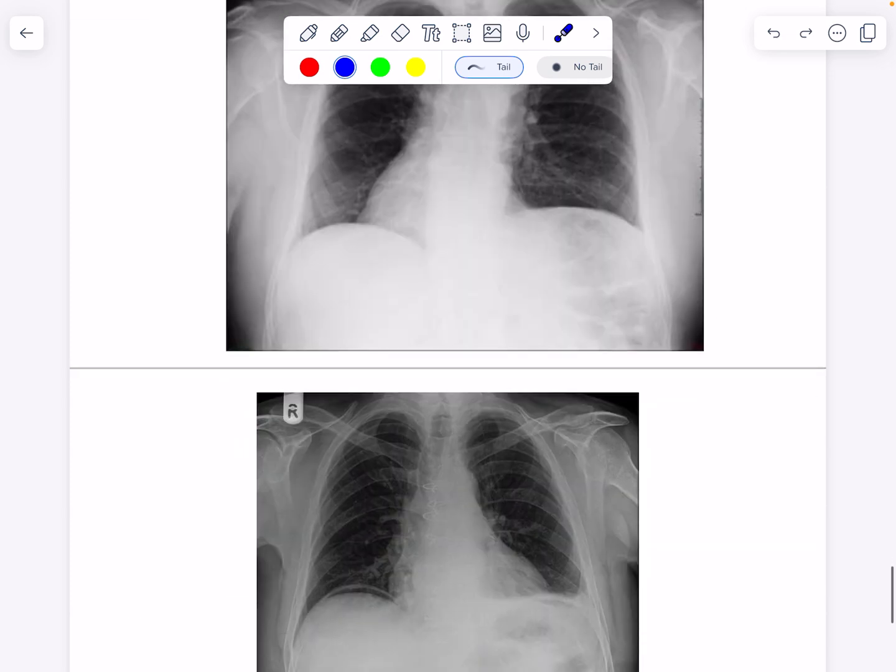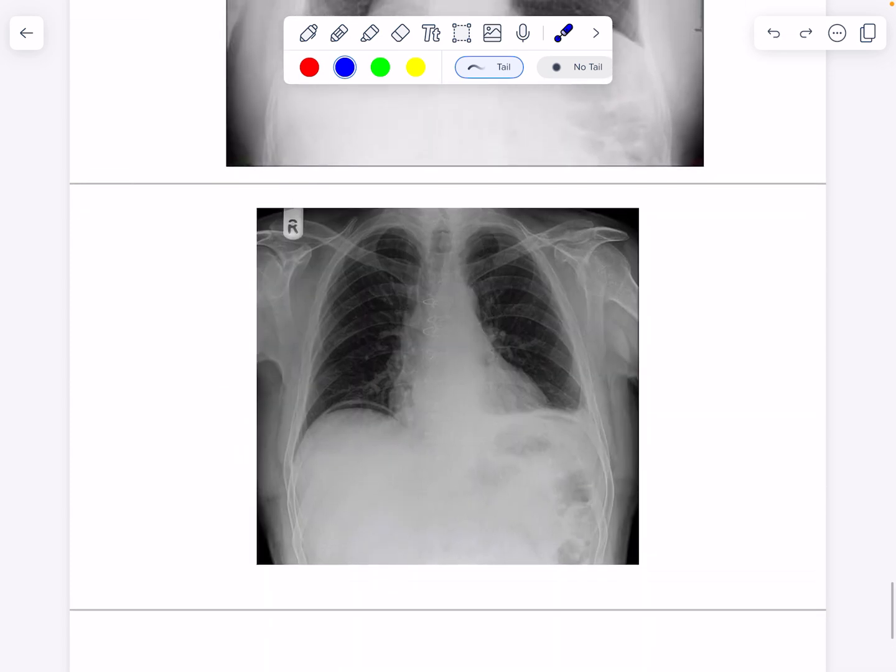Okay, let's go on to the next one. Have a go at this one. Okay. What this one shows is this problem here. I'll circle it. This problem here. That is called pneumoperitoneum. This is when there's free air under the diaphragm. This is bad. This is normally due to a perforated peptic ulcer.